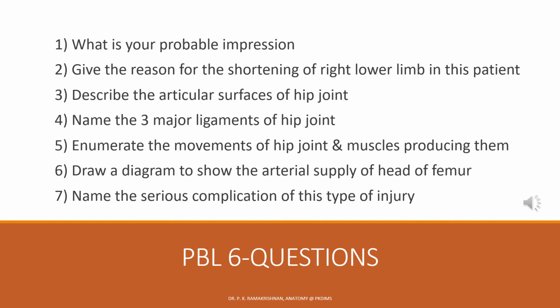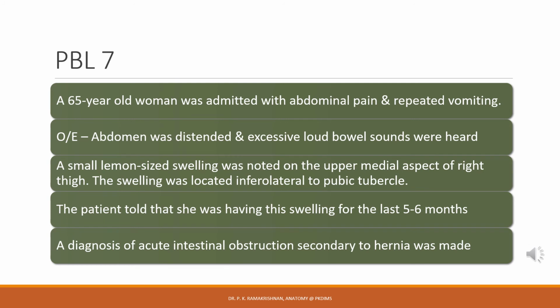You have to draw a diagram to show the arterial supply to the head of the femur. And finally, you have to mention the serious complication of this type of injury. Coming to the last PBL, here a 65-year-old woman was admitted with complaints of abdominal pain and repeated vomiting. And on examination, the abdomen was distended and excessive loud bowel sounds were heard.